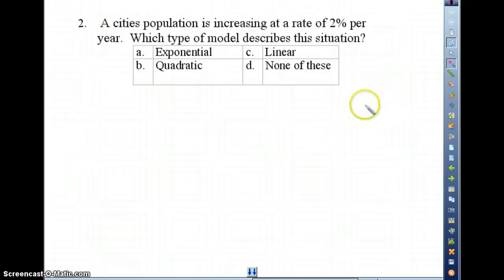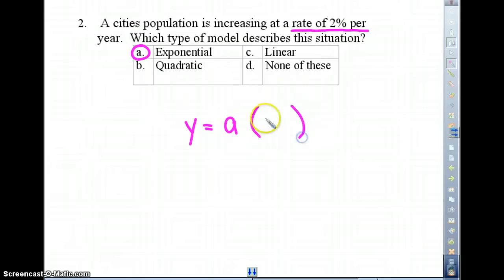Number 2, a city's population is increasing at a rate of 2% per year. What type of model describes this situation? Is that linear, exponential, quadratic, or none of these? Exponential. If you've got a rate of increase of 2% per year, that means you're multiplying each one of your numbers by 1.02, and that's going to be exponential. You're going to have y equals some initial number multiplied by 1.02 raised to the x.